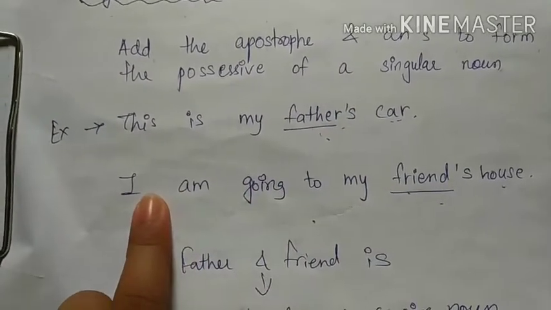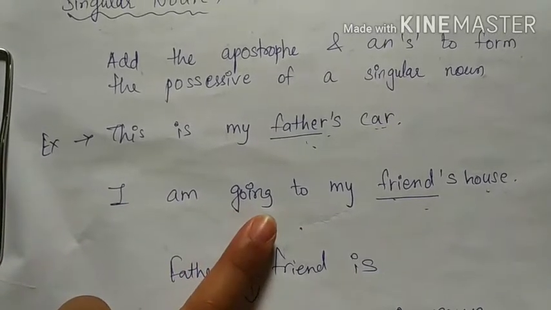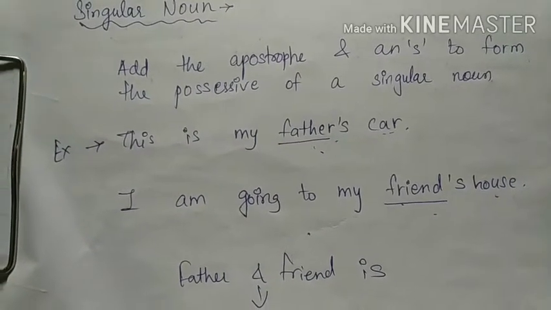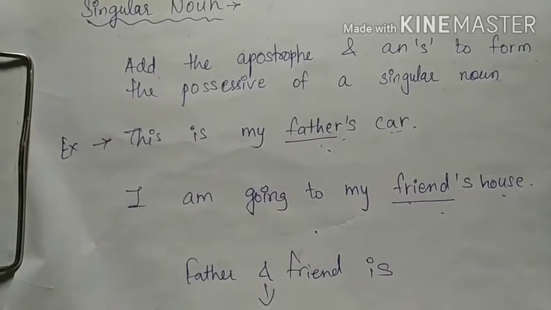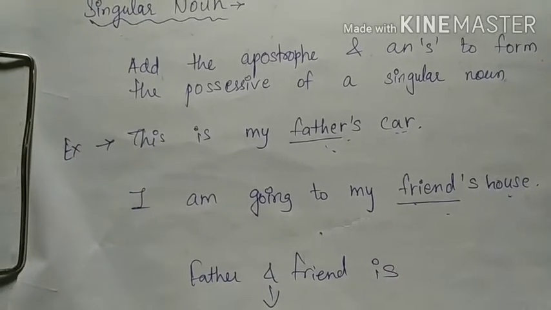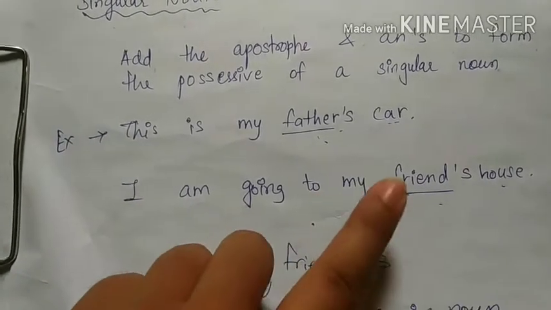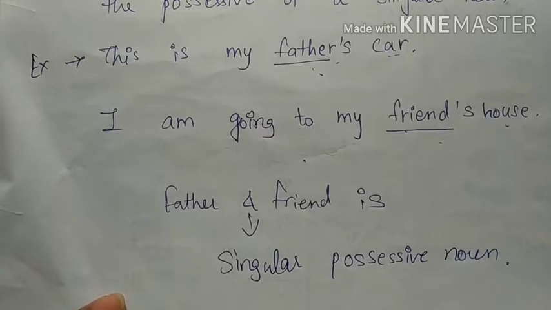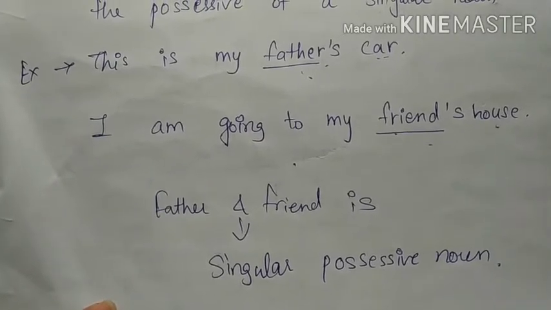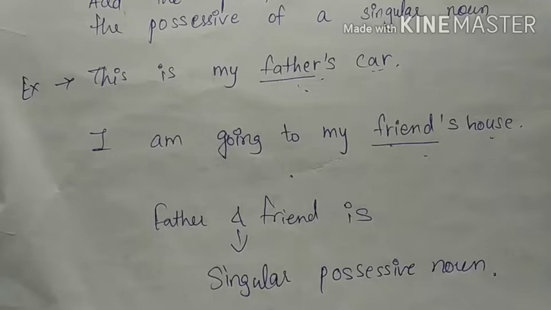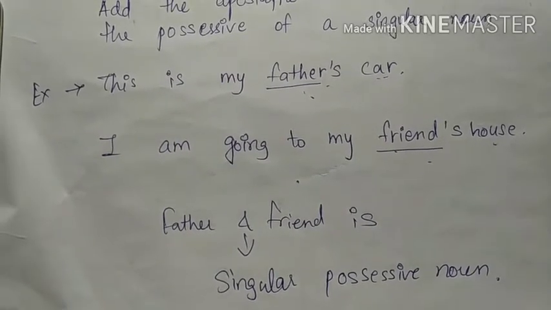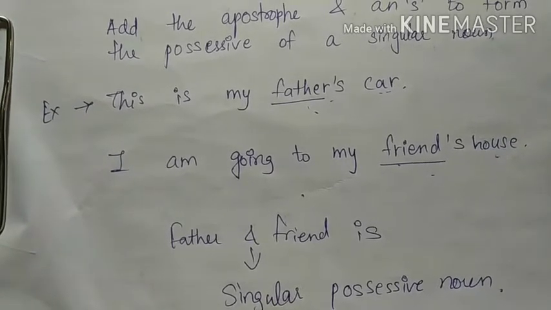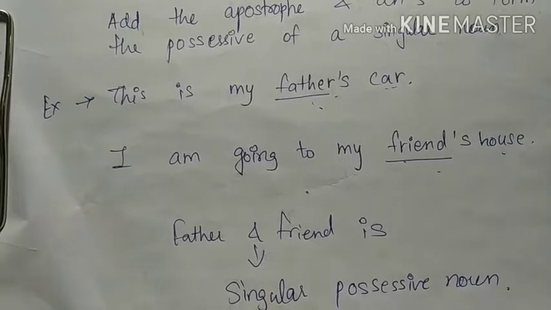Now let us see the next example. I am going to my friend's house. Here in the second sentence, the house belongs to the friend. So we had written, this is my friend's house, and shown possession here. Friend's house. Now father and friend are singular possessive nouns. In each of the sentences, the apostrophe is added to the singular noun, that is father and friend. Here they are called singular possessive nouns.